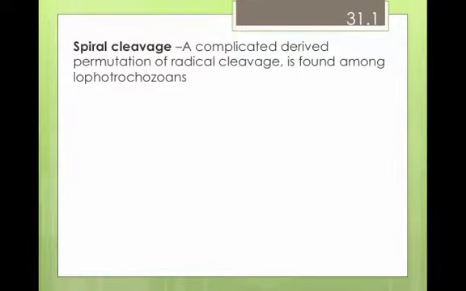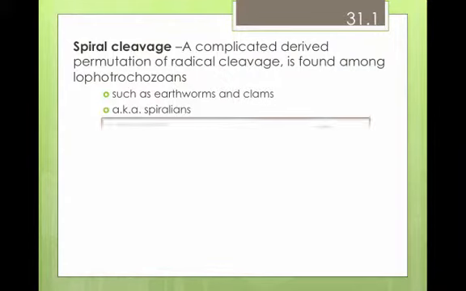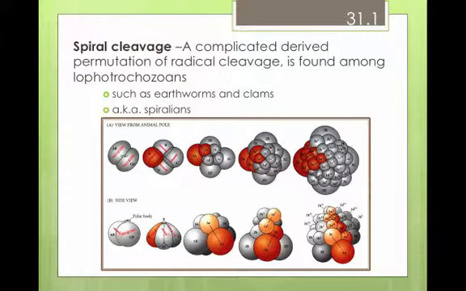You also get something called a spiral cleavage, which is a complicated derived permutation of a radial cleavage, and it is found among, I'm going to butcher this, euphotrochozoans. So euphotrochozoans are things such as earthworms and clams, and the animals that have spiral cleavage are also known as spiralians. So here's a picture. It is kind of complicated. Basically you have a cell and then it starts to divide, but it doesn't just evenly divide and stack on top of each other. They start to twist around and around until you get this spiraling formation.